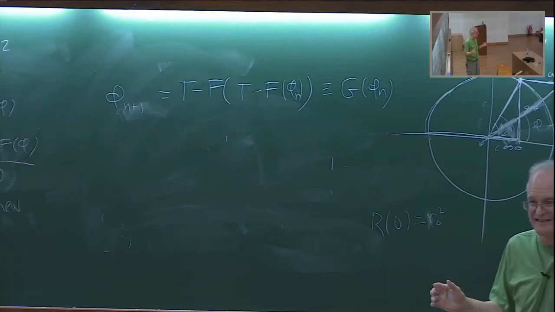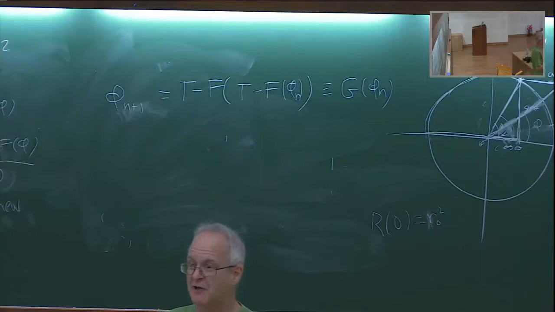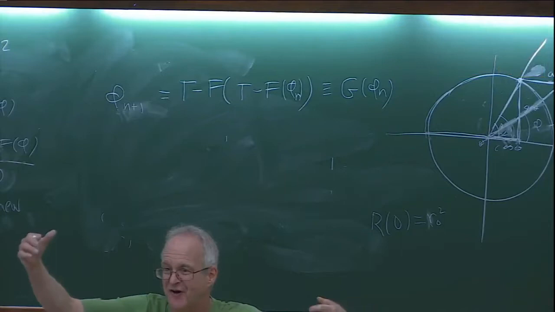You sure? All right. So let's check something out. What do you want to do with a map? You want to see what the equilibrium, the fixed points are. So a fixed point means phi n plus 1 equals phi n. Okay?